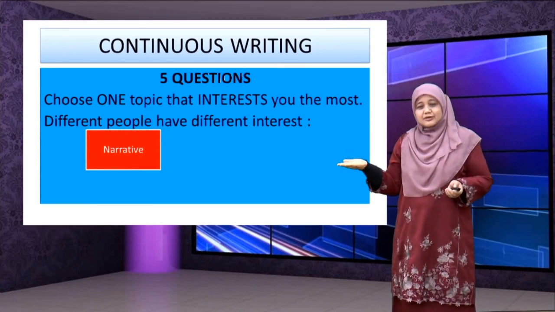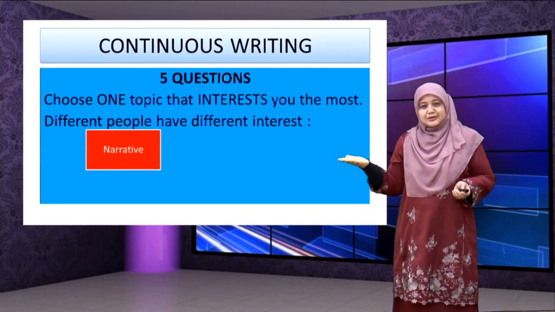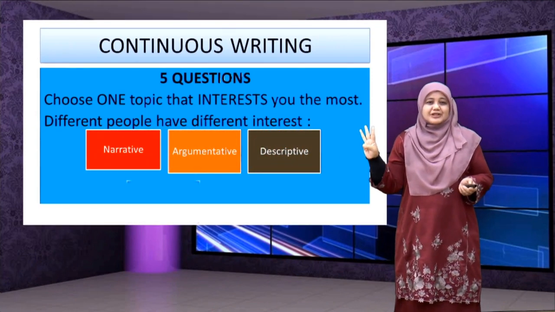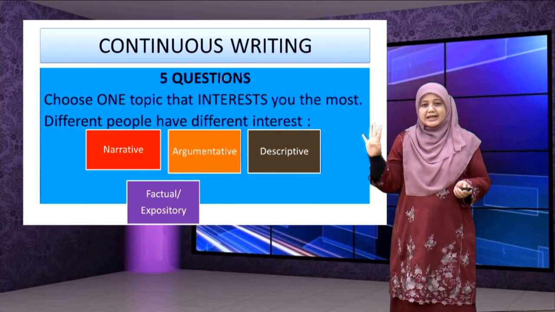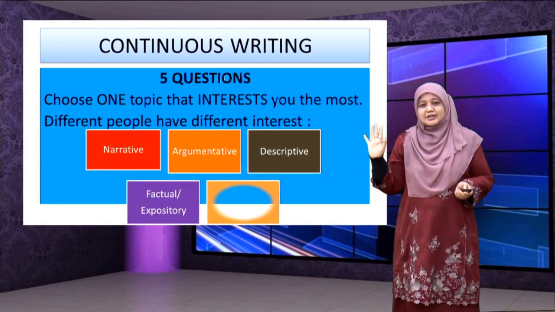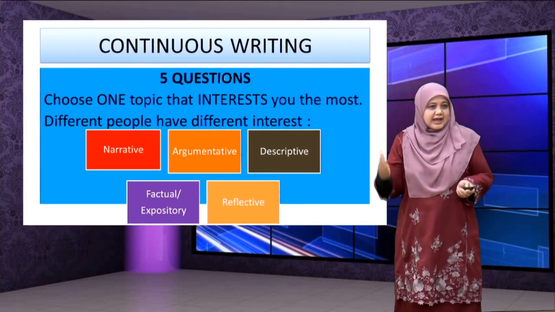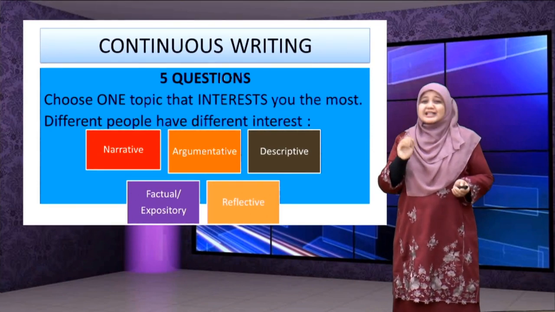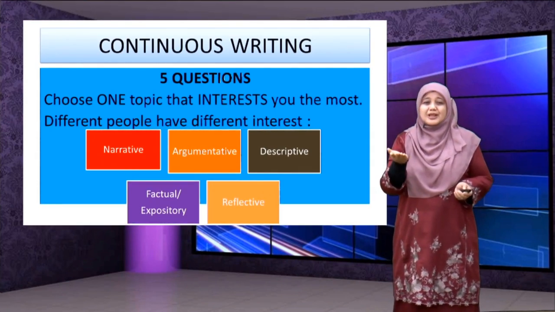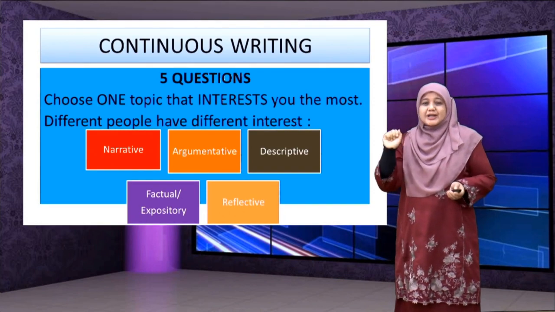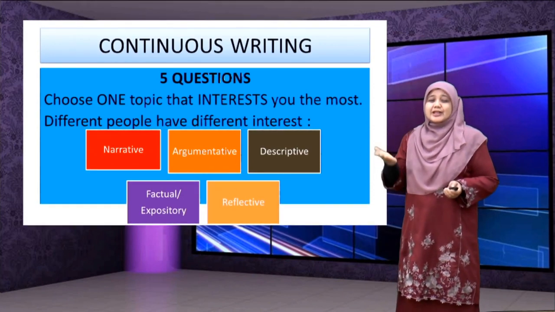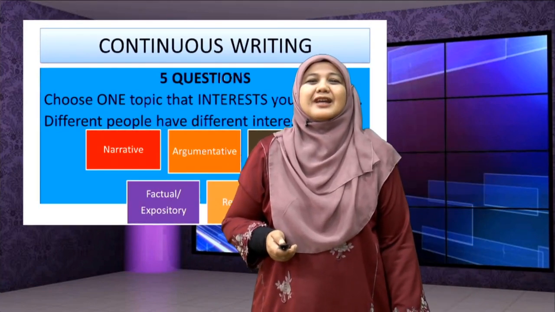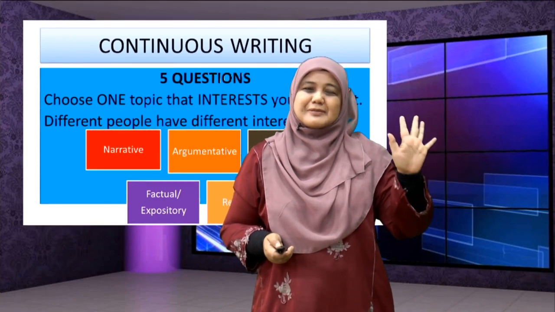So these are the types of writing that you need to know. First is narrative, second, argumentative, third, descriptive, fourth, factual and expository, and the last type is reflective. If any of those essays do not ring any bell to your ears, not to worry, because I'm going to share with you in detail what each one covers and what you need to have in order for you to score good marks for your essay writing. Okay students, I have shared with you the 5 types of writing.